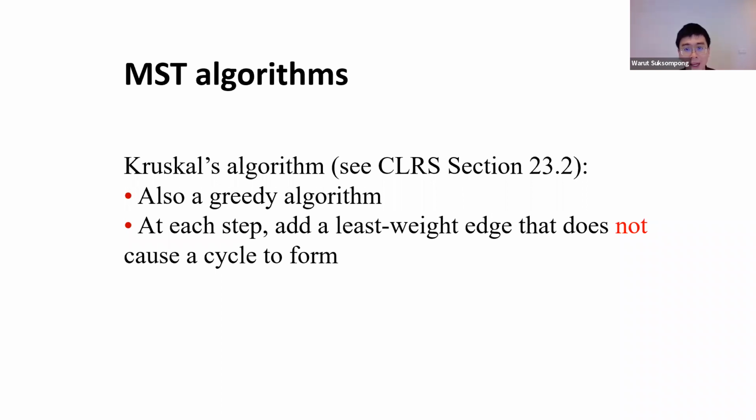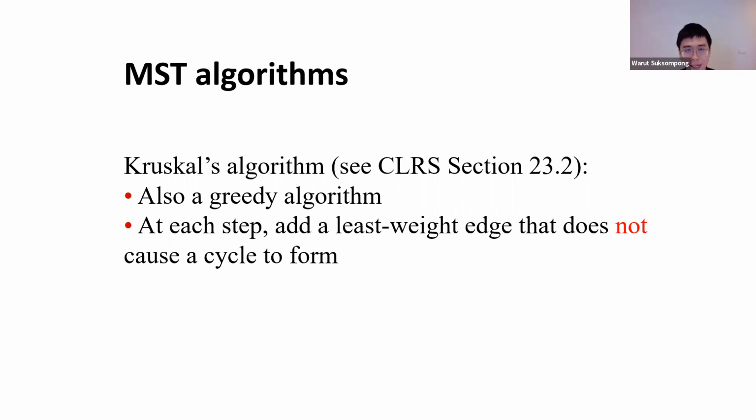But among the edges that do not cause a cycle to form, which one do we include? We claim that we can always include a least weight edge that doesn't cause a cycle to form, and that needs to be proven. So that's not immediately obvious. You have to prove it, and that's the greedy choice property of Kruskal's algorithm.